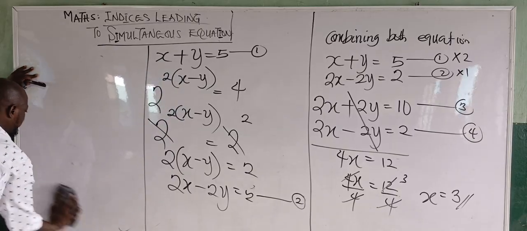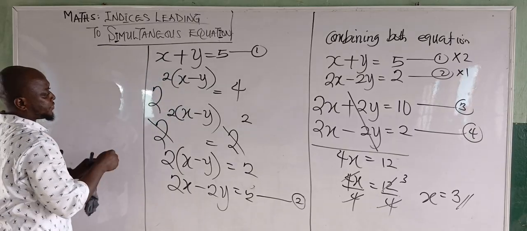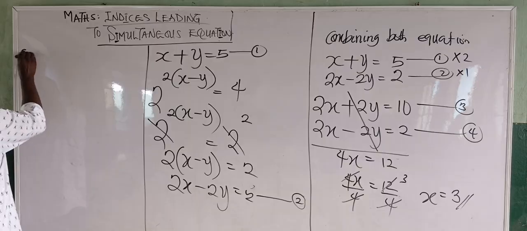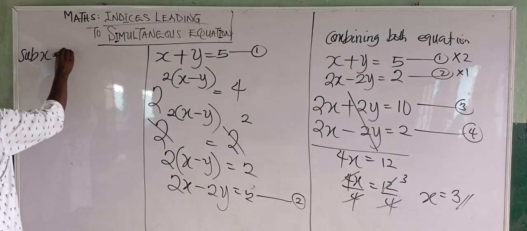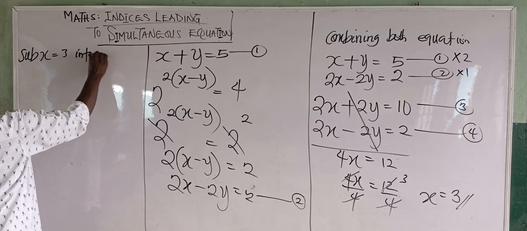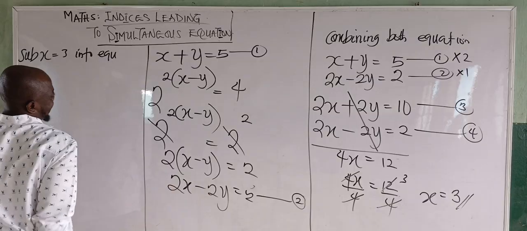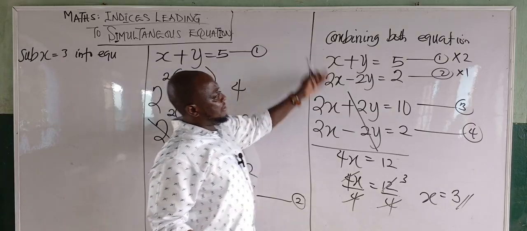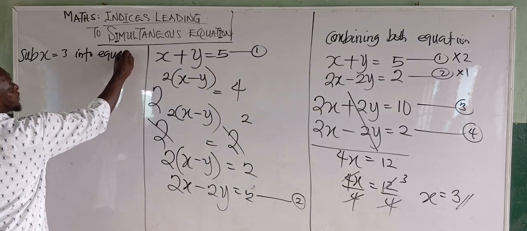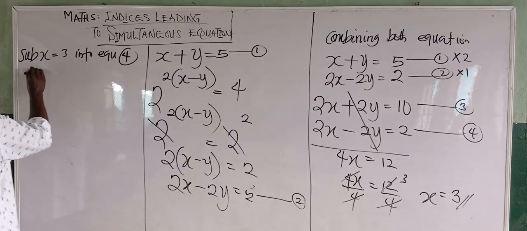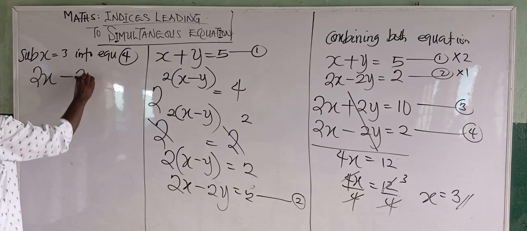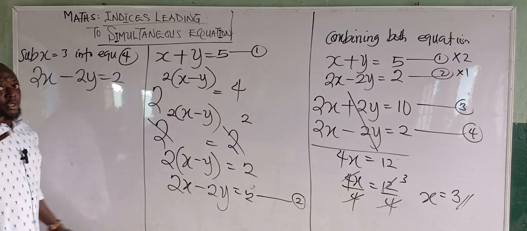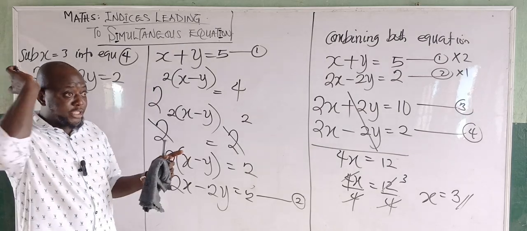This is very simple. What do I know to do? To get y, I'll substitute x equals 3 into any equation of your choice. Any equation you like. So let's use equation 4. So I have 2x minus 2y that will give me 2. So that is the concept of what we are trying to do.